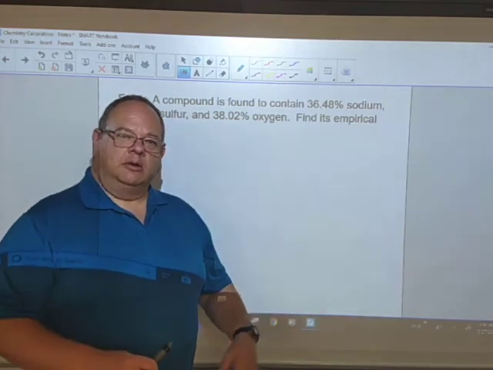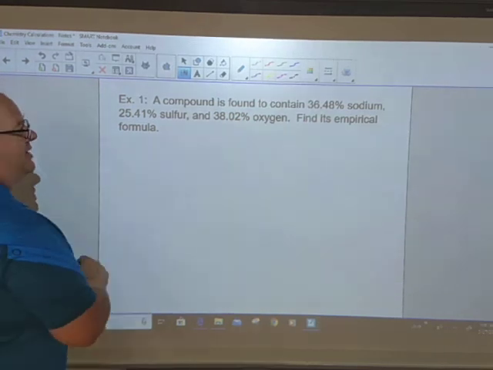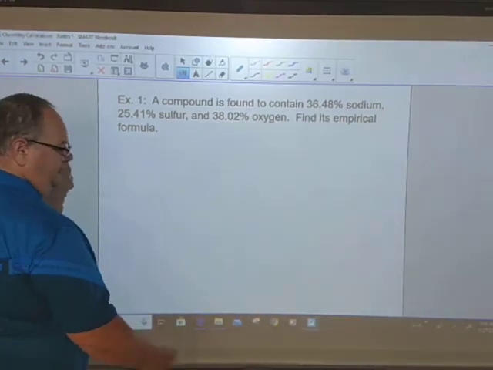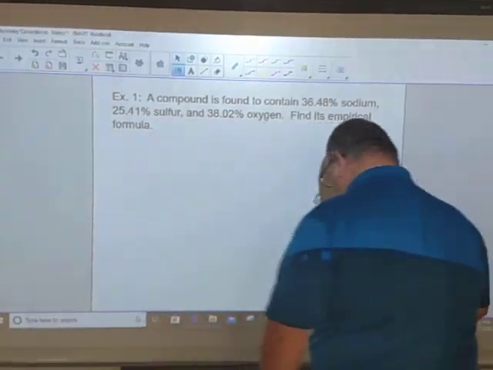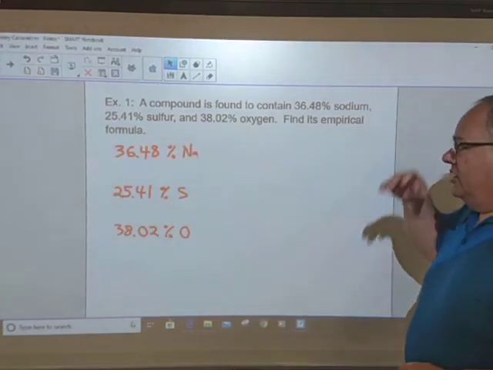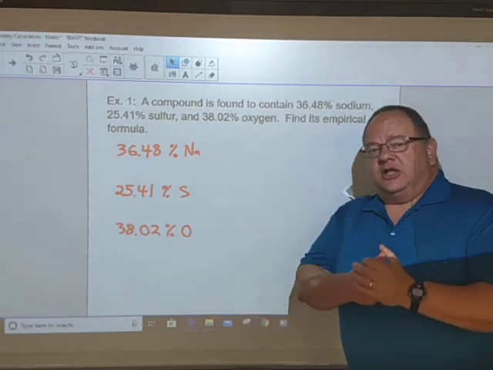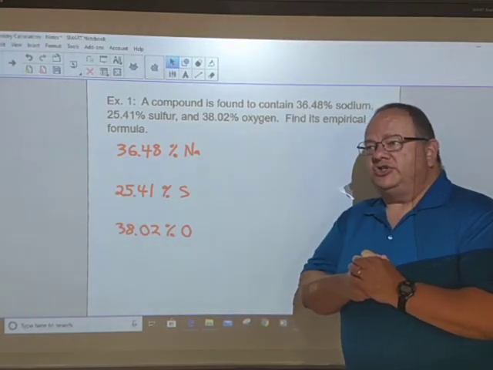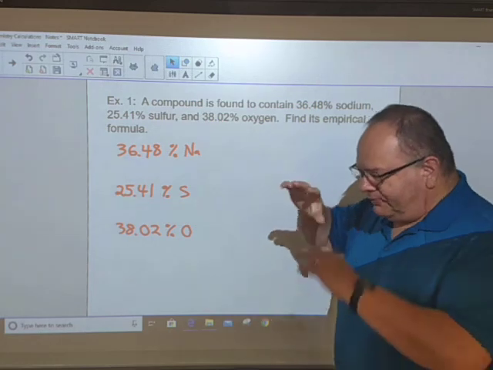And we can. So I'm going to write down this information in our workspace. So there's the starting information. And if you look at step one, it said to change percents to mass.